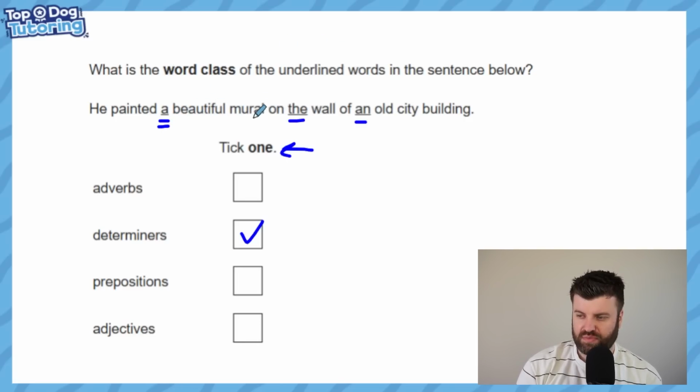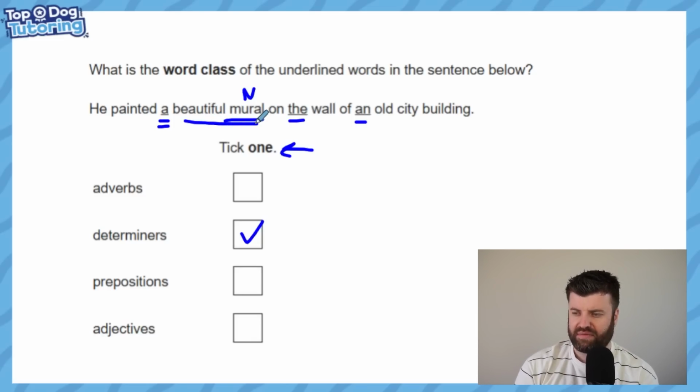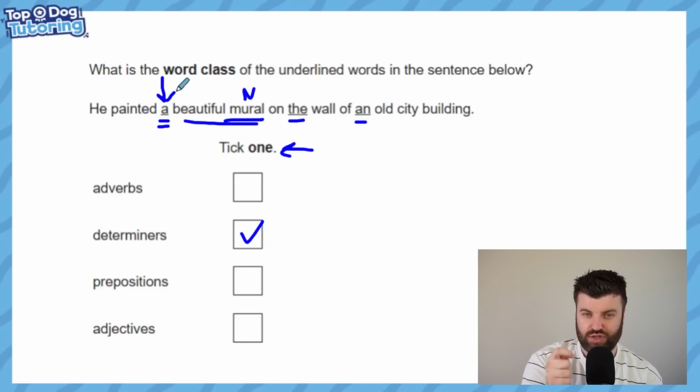A beautiful mural. Mural is the noun. Beautiful mural is with an adjective. So part of this noun phrase, a beautiful mural, is the determiner here, a beautiful mural. We could say one beautiful mural. We could say the beautiful mural. All of these are determiners before a noun or a noun phrase to actually determine the noun itself.